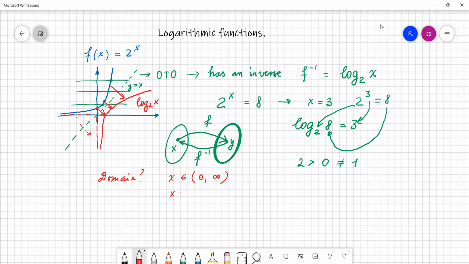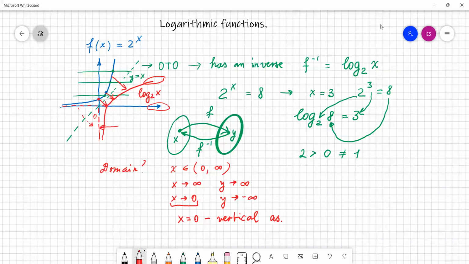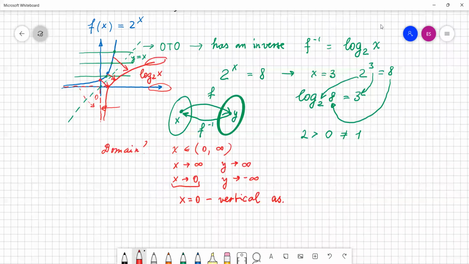Second, when x goes to infinity here, where does y go? Y goes also to infinity, right? And when x goes to 0, over here, y will go to negative infinity. The line x equals 0 is going to be called a vertical asymptote. Sorry, my pen is not obeying me. And that's how the logarithmic function is going to look.